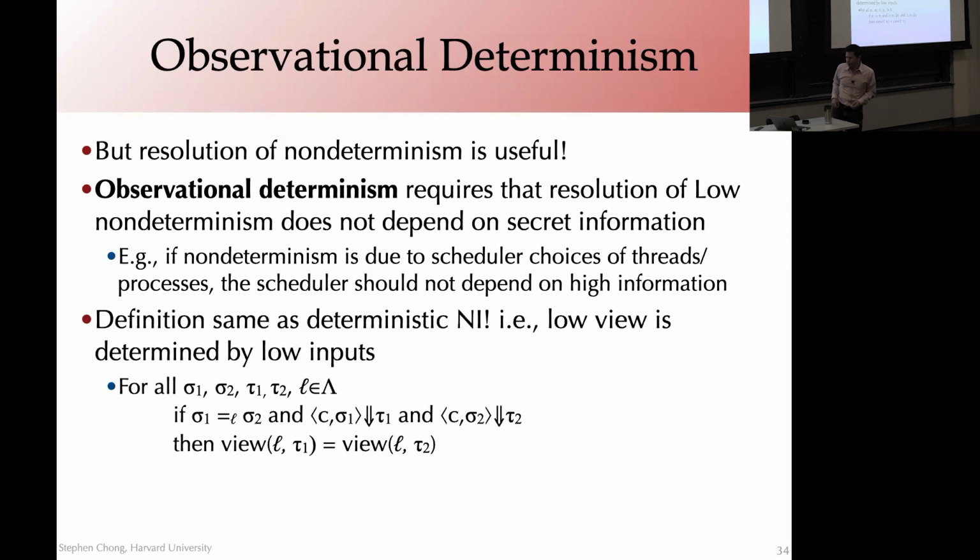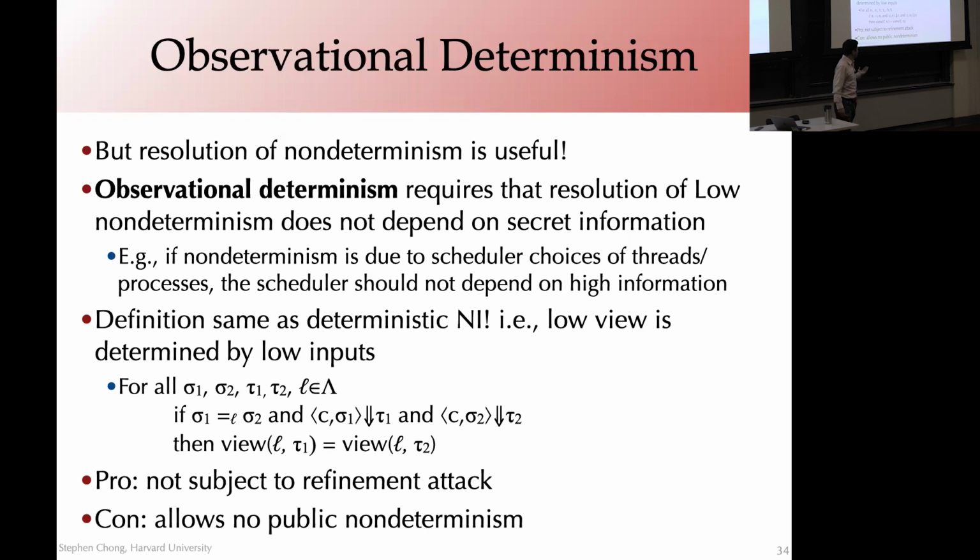Interestingly, it turns out that observational determinism essentially has the same definition as non-interference, the idea that the low view is determined by the low inputs. Okay. So this is nice in the sense that it isn't subject to refinement attacks. But on the downside, we actually sometimes like to have non-determinism in our system. Right? It's sometimes good for us to be able to have non-deterministic programs.